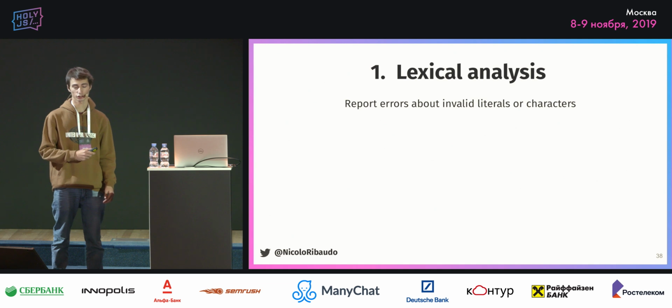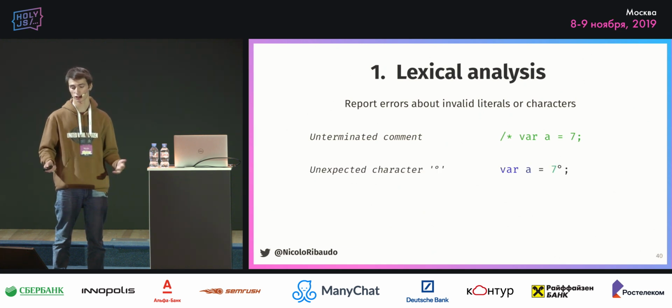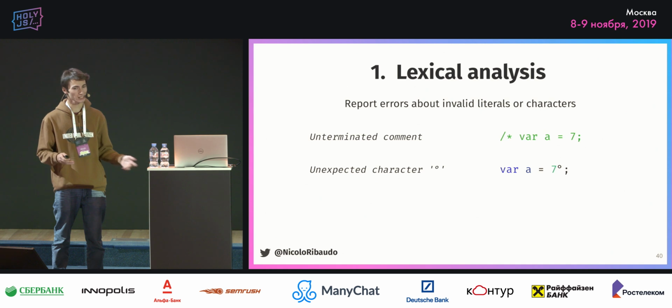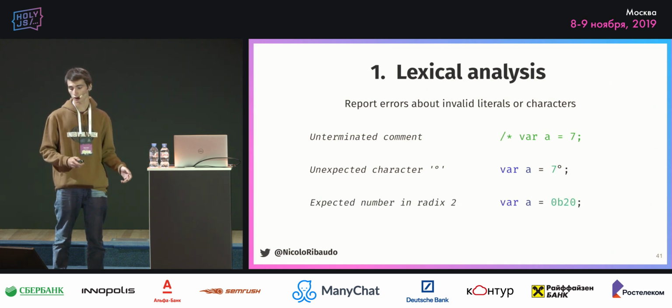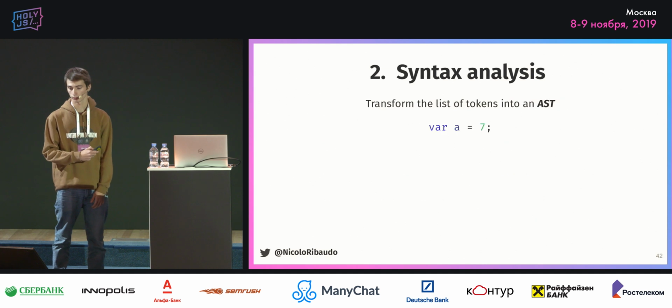During this phase, it reports errors about invalid literals or invalid characters. For example, if we have an unterminated comment or string, if there is a character which just doesn't make sense in JavaScript, or for example, here we have an invalid literal because binary numbers can only have ones and zeros, while there is a 2.